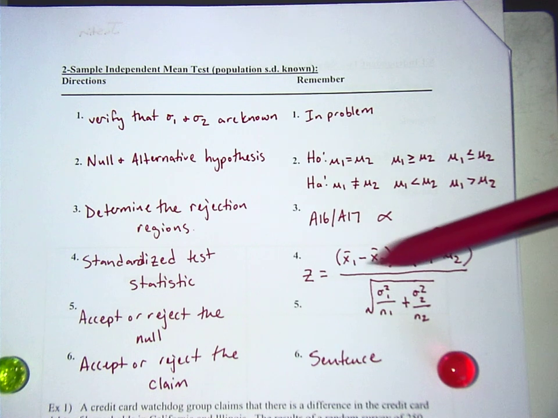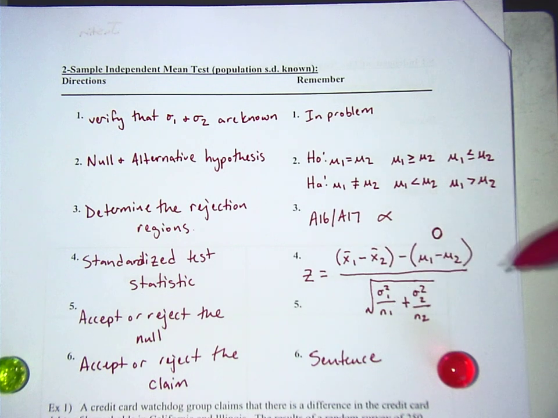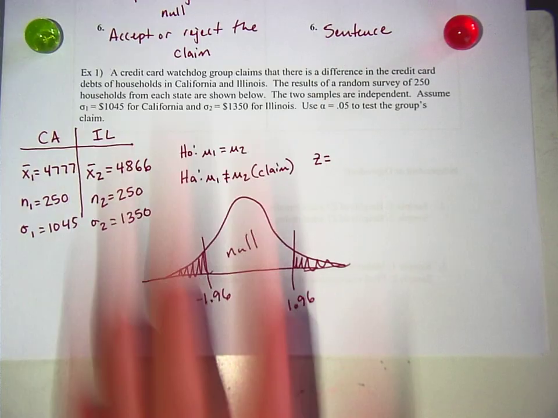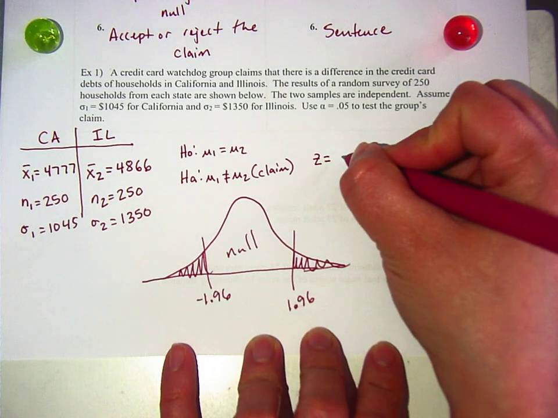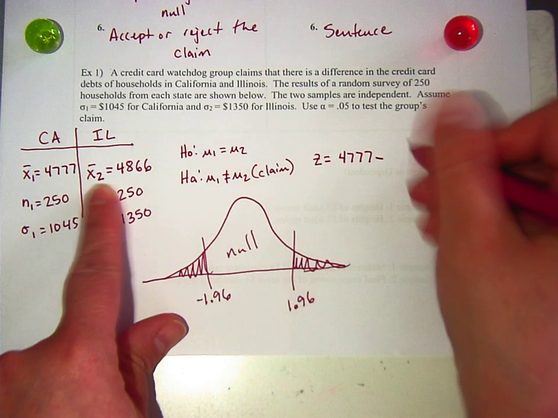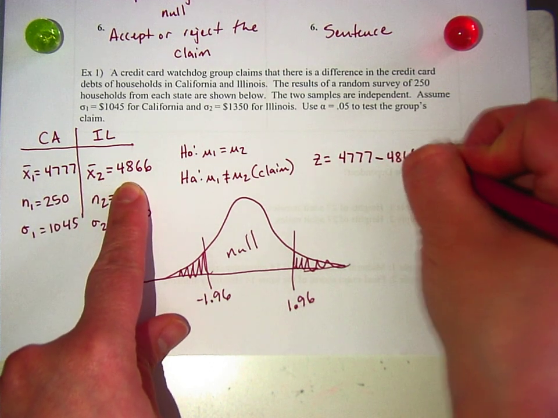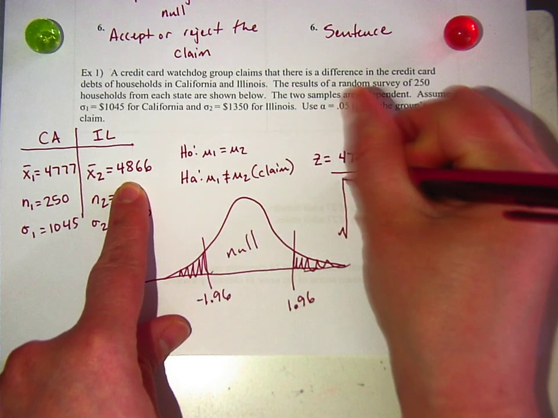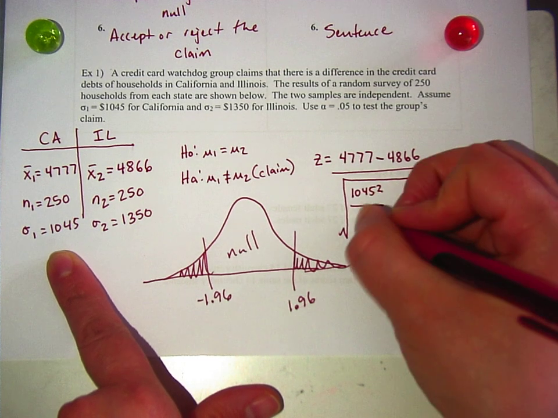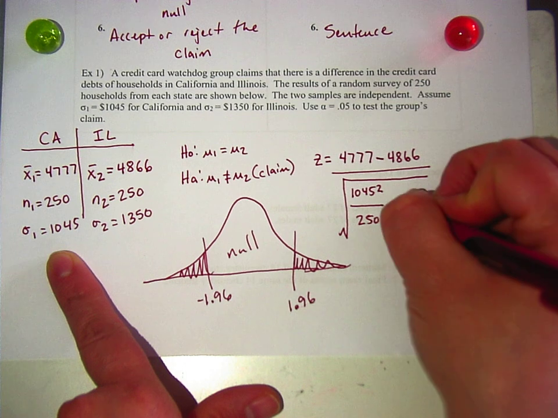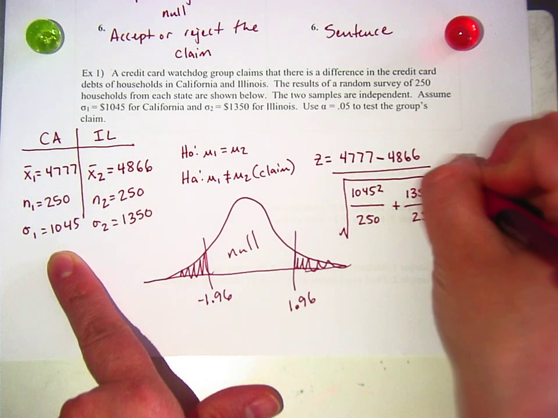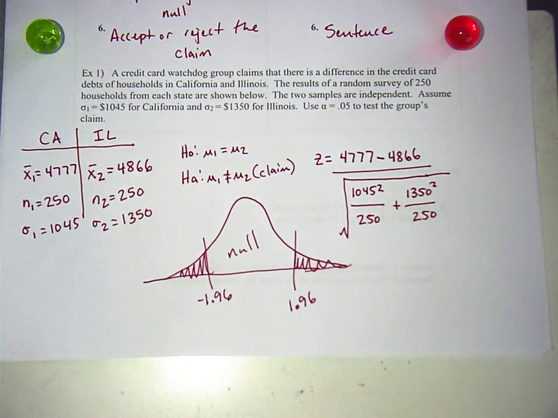So really it's just x bar 1 minus x bar 2 on the top that we need to worry about. The only reason I wrote it like that was so that you're used to the x bar minus mu over sigma part of it all. So really all we care about is this x bar 1, so I'm going to write 4,777 minus x bar 2, which is 4,866, divided by big square root, 1,045 squared over 250 plus 1,350 squared over 250. All right, try to put this all in your calculator at once.